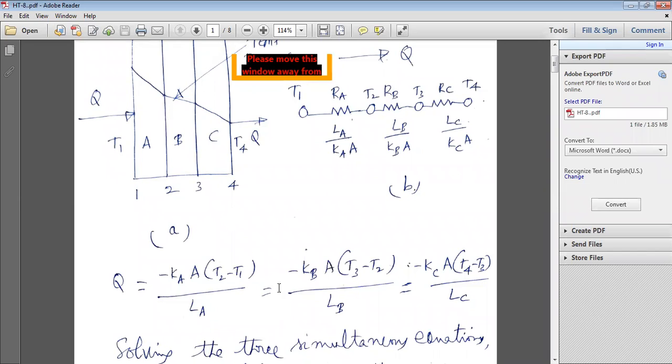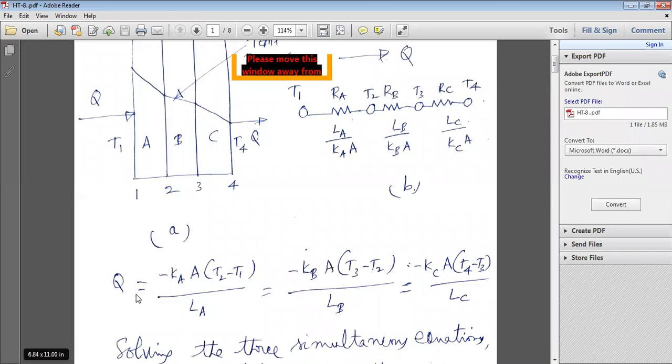That is equal, here also the heat is the same. The heat that passes through material A is equal to the heat transferred to material B, which is equal to the heat transferred to material C. So for the first material, from Fourier's law of heat conduction, minus Ka dT by dx.